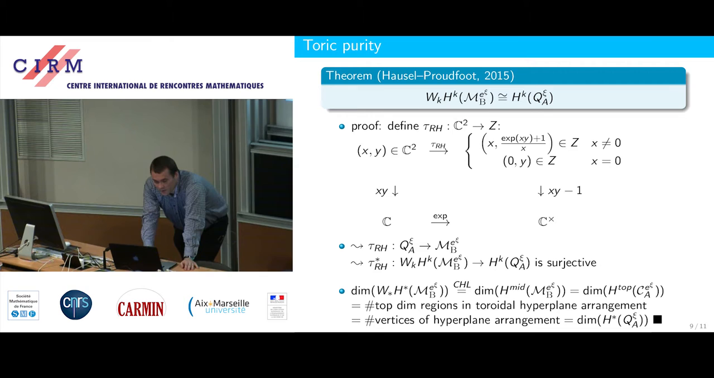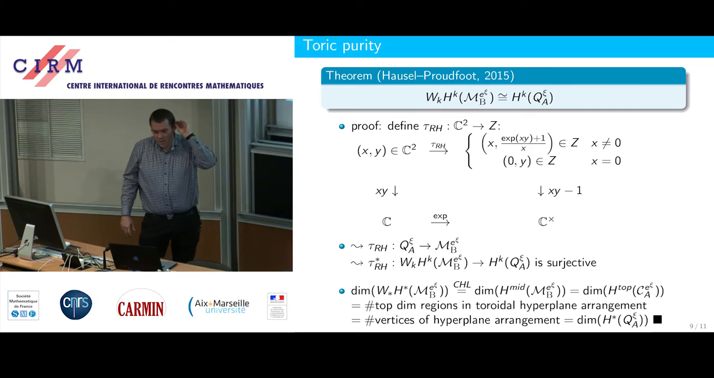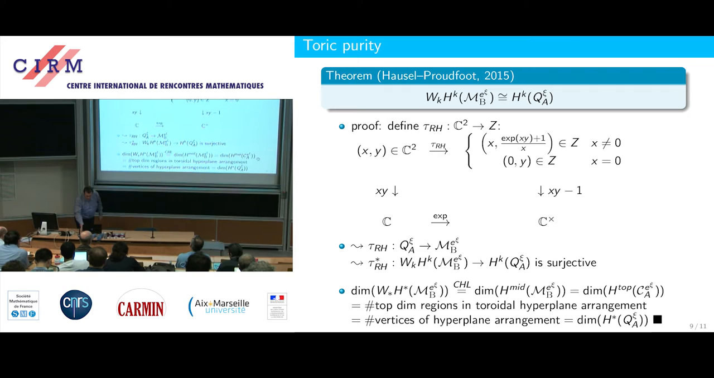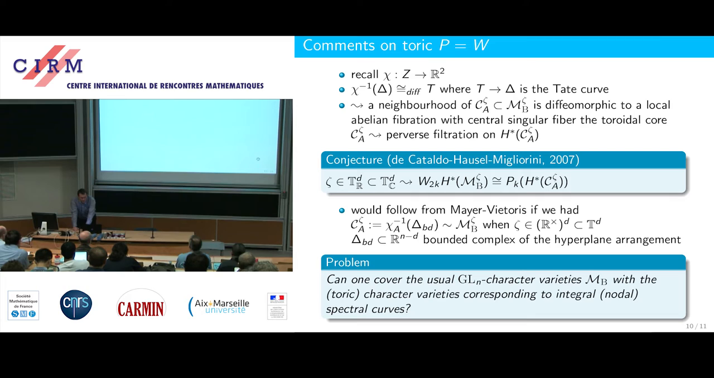But then when we were pushing it, it came very close to proving the P equals W conjecture about them. So let me discuss this on the last slide, because we don't have a theorem. It's just comments on toric P equals W. Okay, so let's recall now this special Lagrangian fibration.